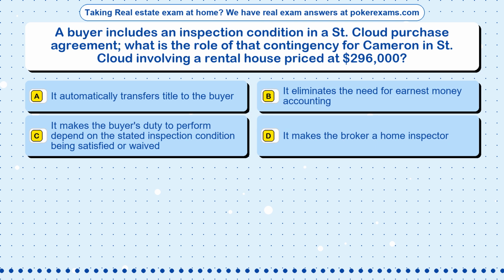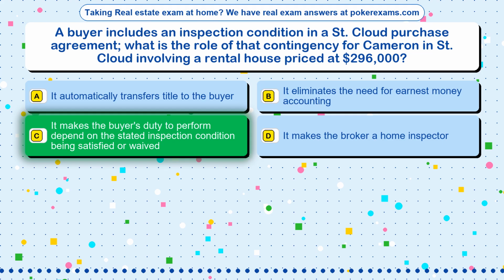Question 15. A buyer includes an inspection condition in a St. Cloud purchase agreement. What is the role of that contingency for Cameron in St. Cloud involving a rental house priced at $296,000? Option A. It automatically transfers title to the buyer. Option B. It eliminates the need for earnest money accounting. Option C. It makes the buyer's duty to perform depend on the stated inspection condition being satisfied or waived. Option D. It makes the broker a home inspector.